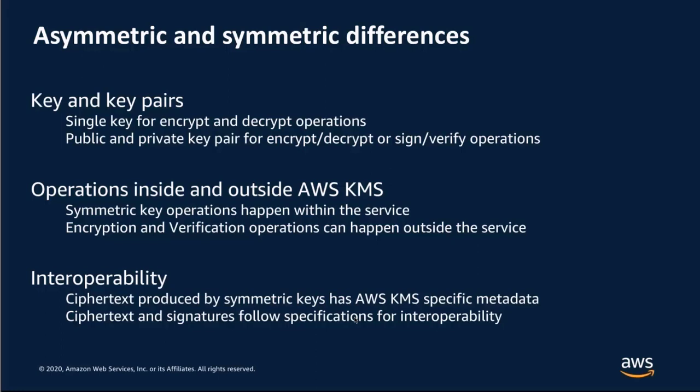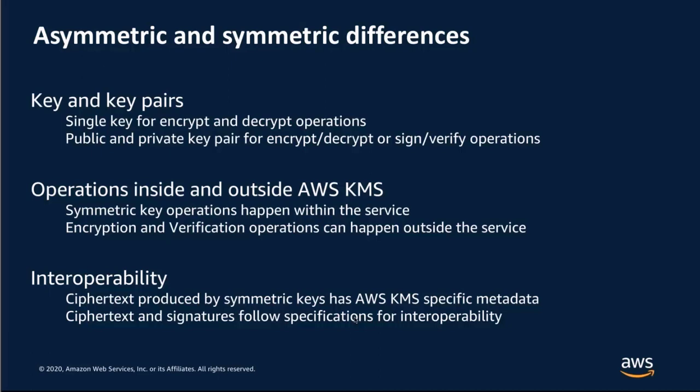And then interoperability. The symmetric keys that you've probably been using in the AWS KMS service have specific metadata associated with them. What that allows is if you have ciphertext that is generated by the service, you can send the ciphertext itself back to the service to be able to decrypt it. You don't have to send the service the actual customer master key ID in order for the service to recognize which key was used to encrypt a particular piece of information.